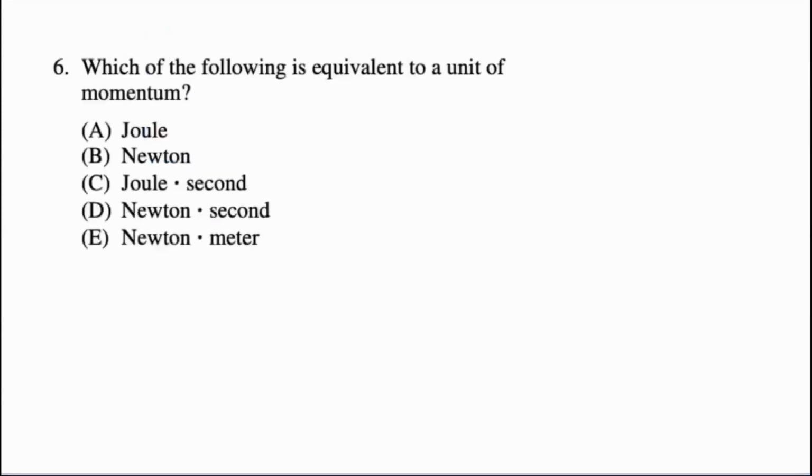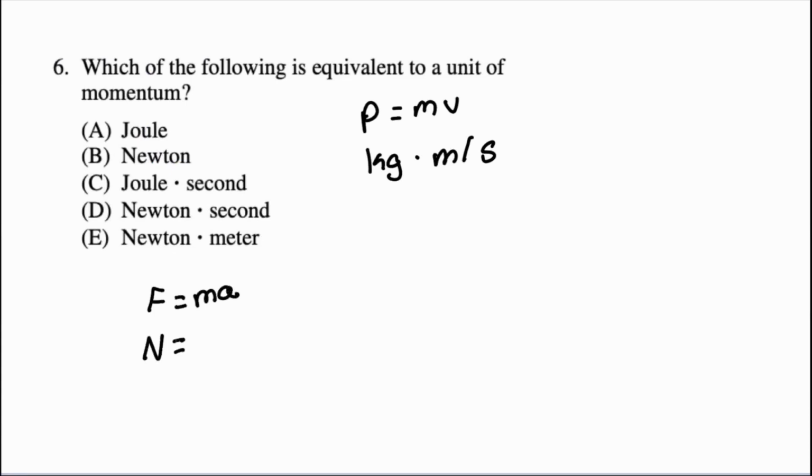So now let's move on to number 6. Which of the following is equivalent to a unit of momentum? So we know that momentum is equal to mv, and this is kilograms times meters per second. But none of the answer choices are really conducive to that. So now I think of, well, how can we convert this to newtons or joules? Well, I know that F is equal to ma. And so a newton is equal to kilograms times meters per second squared. Now to go from here to here, we just need to multiply by 1 second.